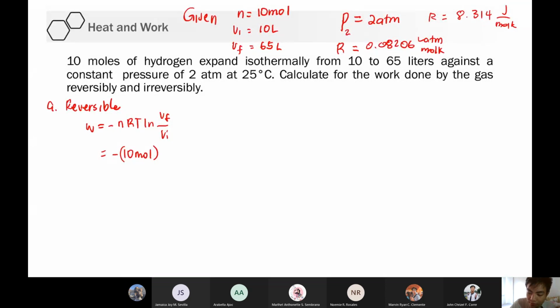Okay. So, I will call this the R L atm. I will call this the RJ. The RJ is the gas constant in joule. So, I think gagamitin natin si RJ. Gas constant in joule. 8.314 joule per mole Kelvin. Temperature, ano ba sabi? 298.15 Kelvin yan.